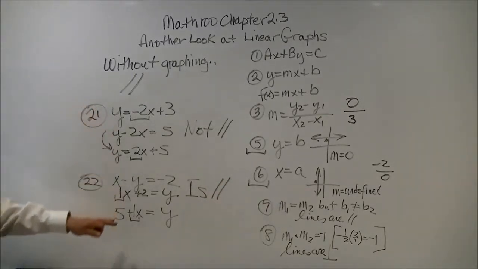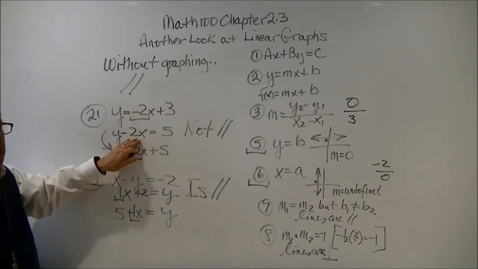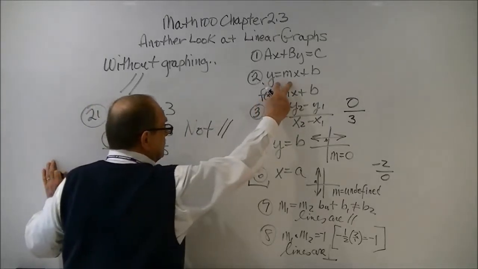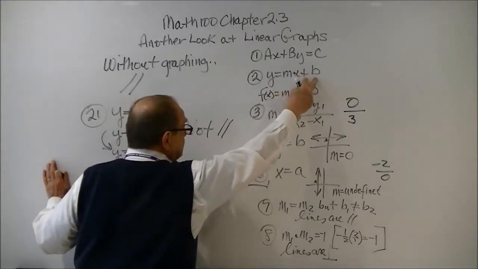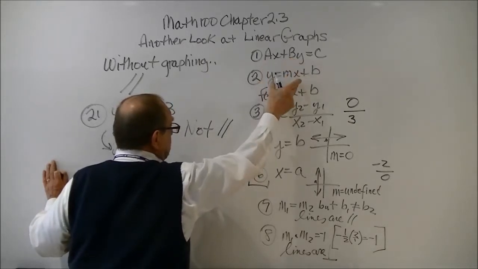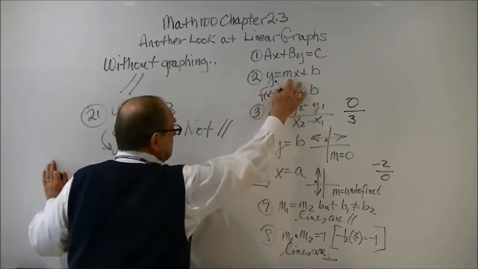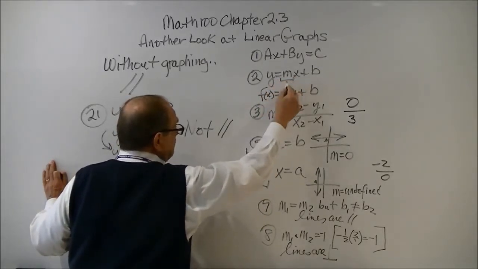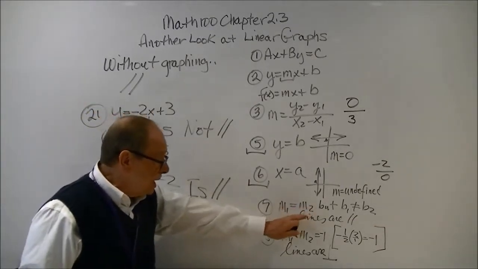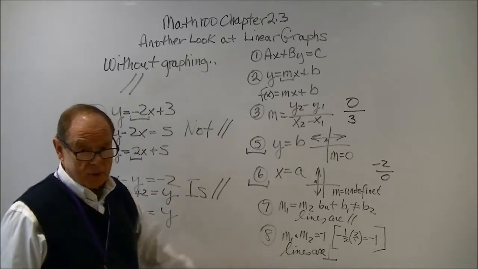So the key to all of these is to, without graphing, you have to find the slope. You find the slope by putting it into slope-intercept form. This is standard form. This is slope-intercept. So, again, once you have it in that form, you can compare your slopes. If the slopes are the same, the lines are parallel. And then in a few moments, we'll go over number 8.